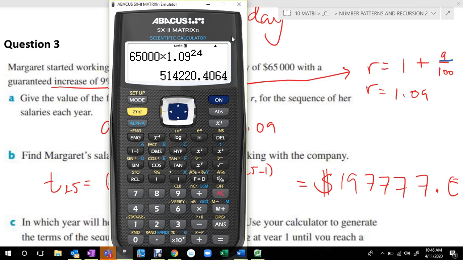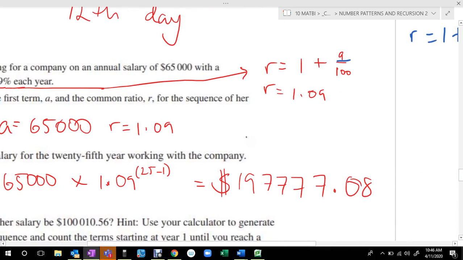Yeah, that should be 25 minus the 24. All right, well, I did get the wrong numbers then. My bad. Okay, let me fix that up.